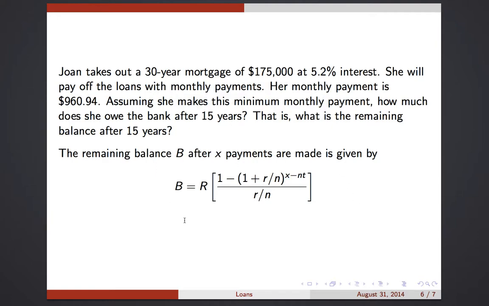So this formula looks almost exactly like the loan formula itself, but we've introduced an extra term here, this X. And X minus NT is all in the exponent now.